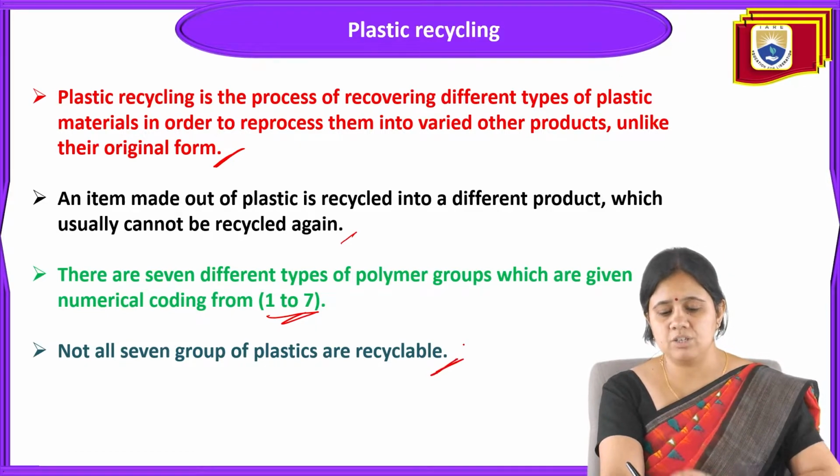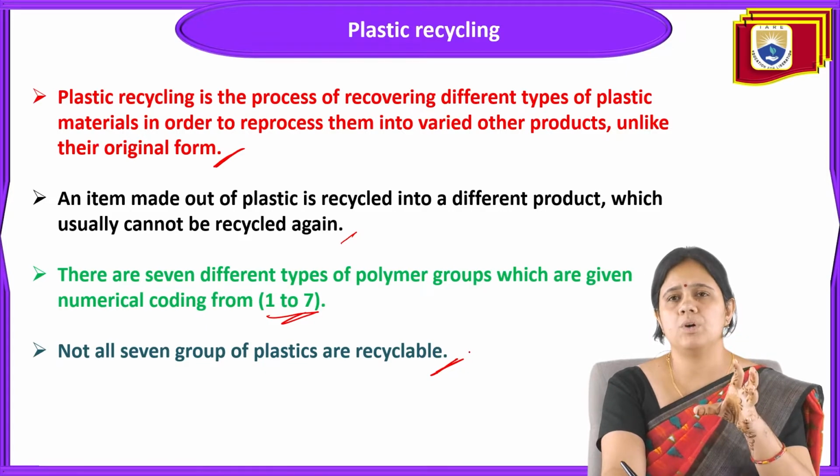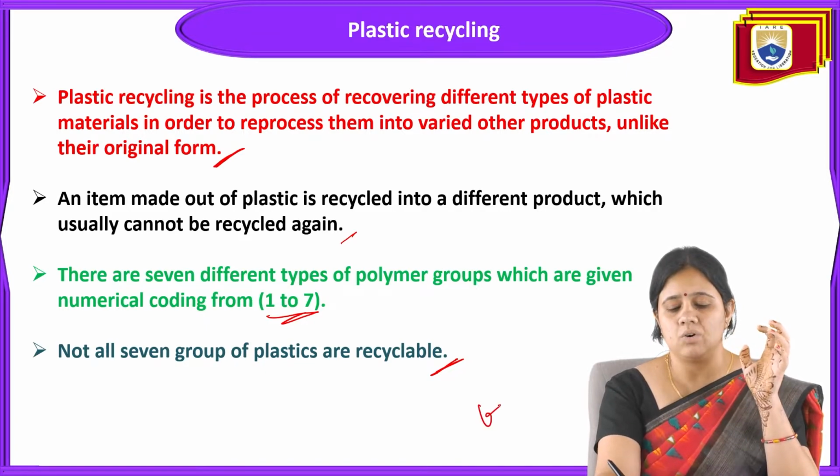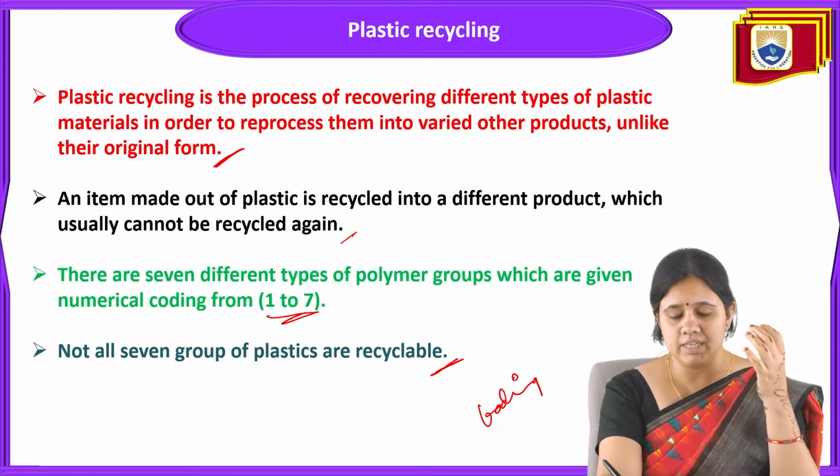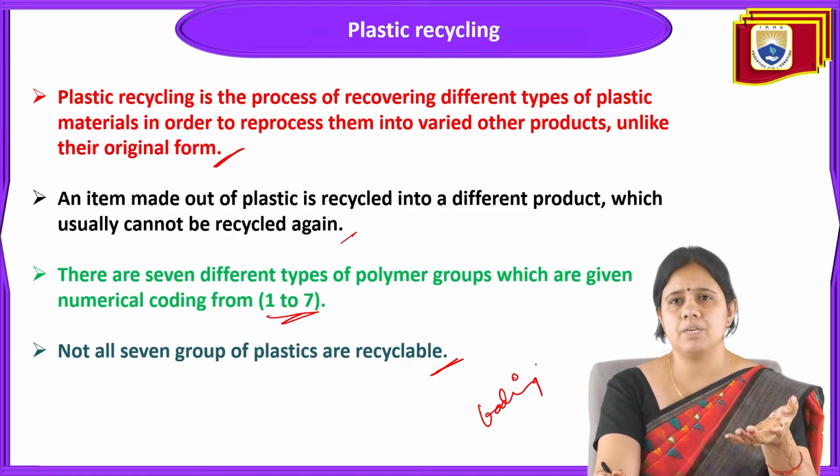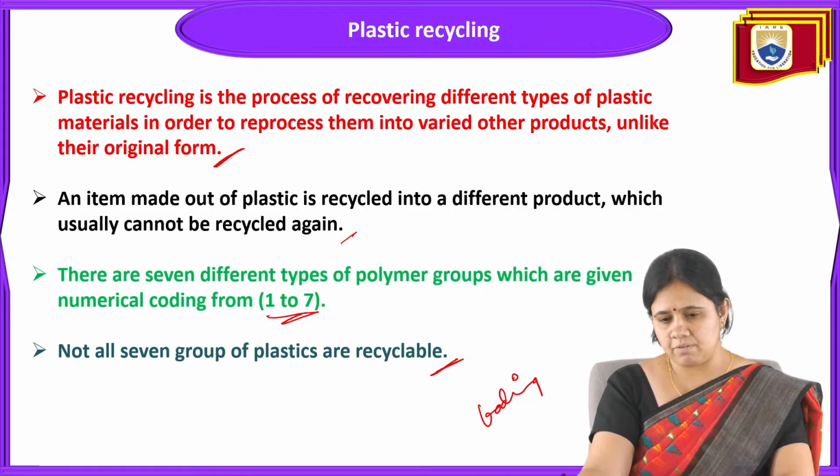For 1 to 7, they have given a coding of the plastic, and on the basis of the coding we can say which numbers are recyclable, because not all plastic can be recycled. So let's discuss these 1 to 7 types of plastic.